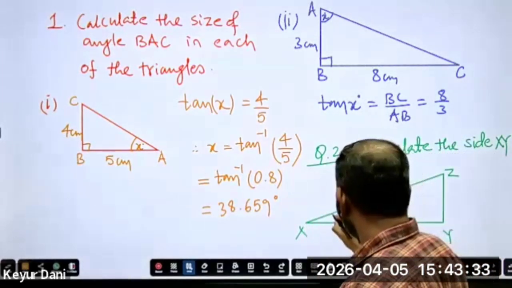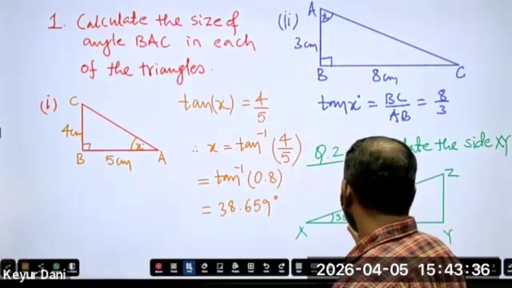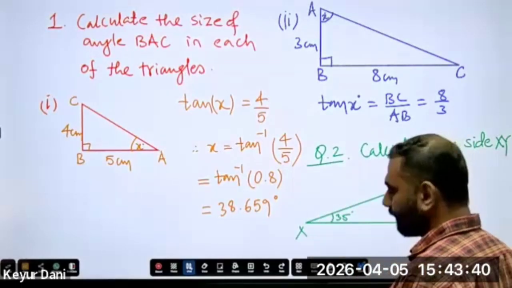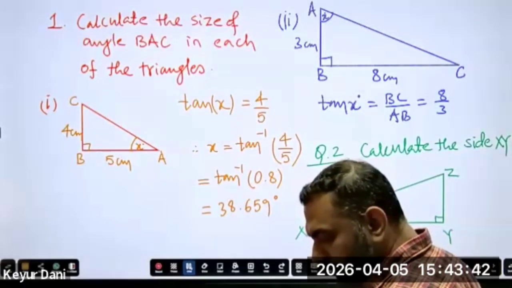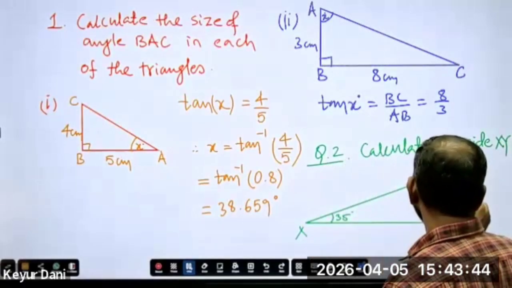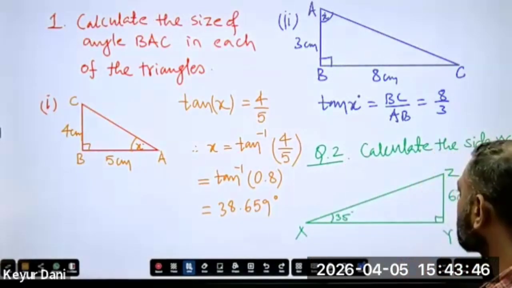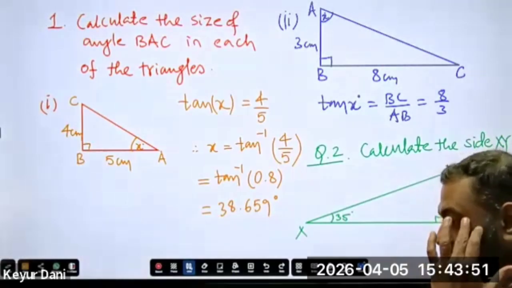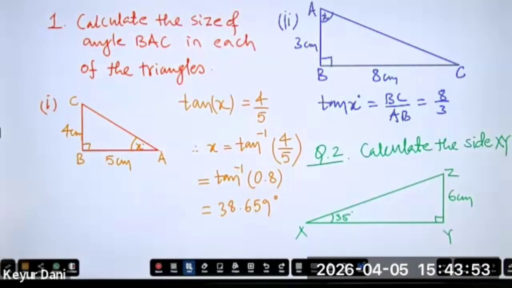This angle is given to you as 35 degrees. This is the right angle. This is 6 centimeters. And that's it. You have to find xy. Is it visible now? Yeah. Tell me, how will you find it?